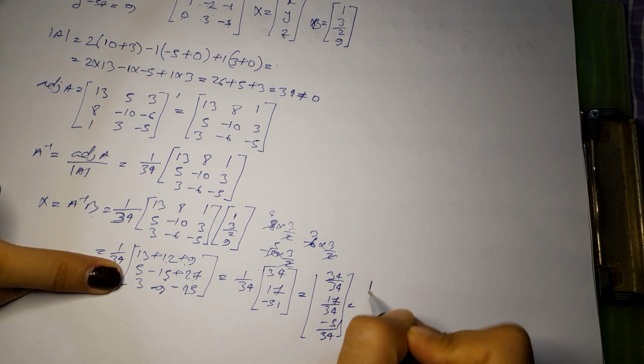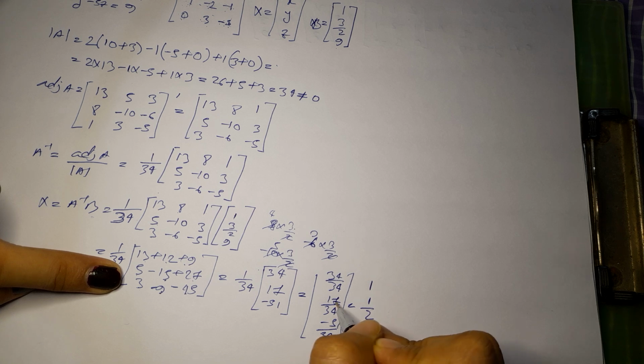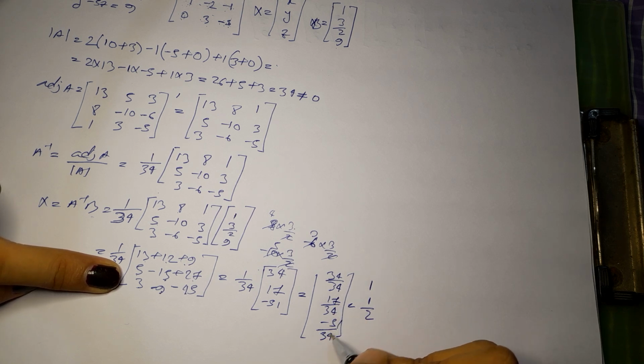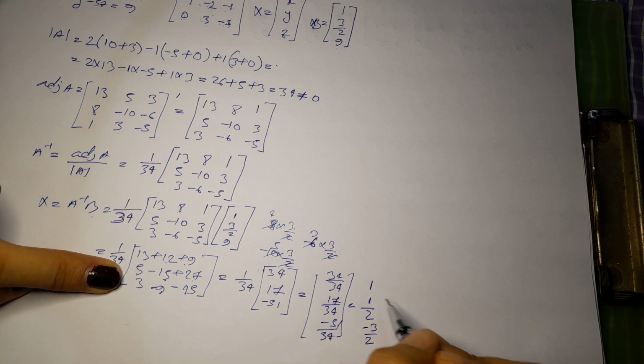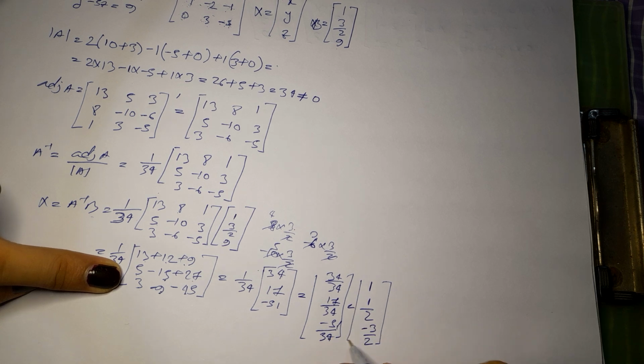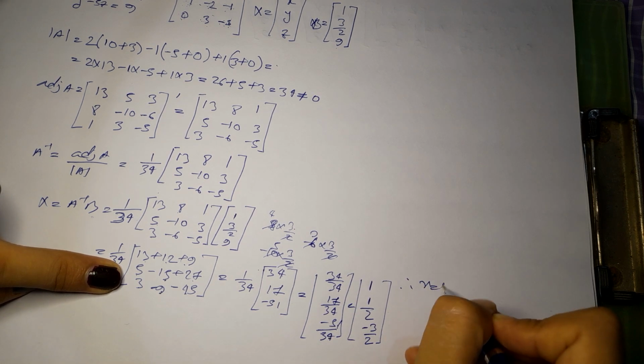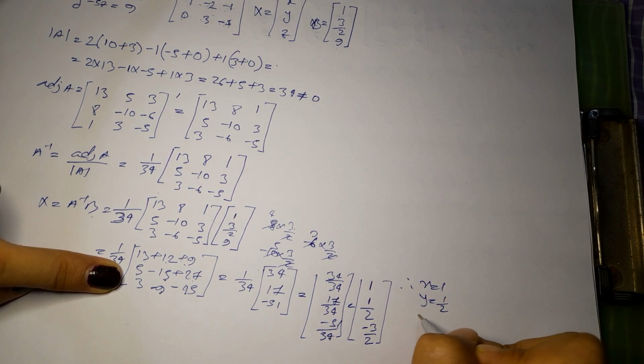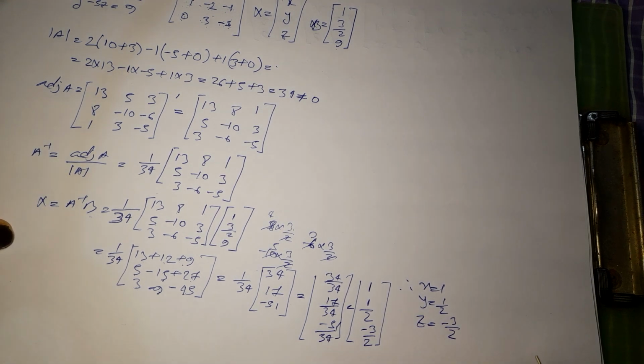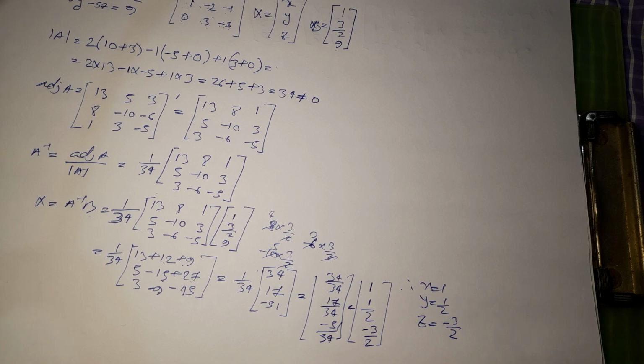So it will give 1, then 1 by 2, because 17 twos are 34. Both are divisible by 17: 17 twos are 34, and this is 51, 17 threes are 51. So it will be minus 3 by 2. Therefore x equals 1, y equals 1 by 2, and z is equal to minus 3 by 2. So that was question number 11. Now next, question number 12. Question number 12 is also the same.